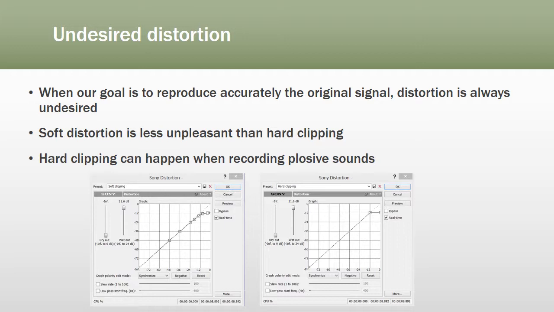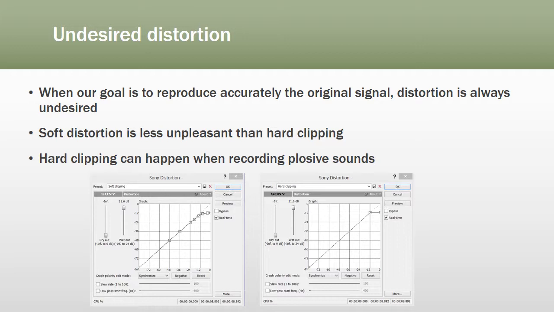Hard clipping is more common of digital signals. When a certain maximum level is reached, the signal just stays at that maximum level. For hard distortion, the transfer function is composed of two segments. One of them corresponds to the linear part, and then there is a horizontal segment that corresponds to the clipping. Hard clipping can also occur when recording plosive sounds. This happens typically with voice recording. For example, the P sound.